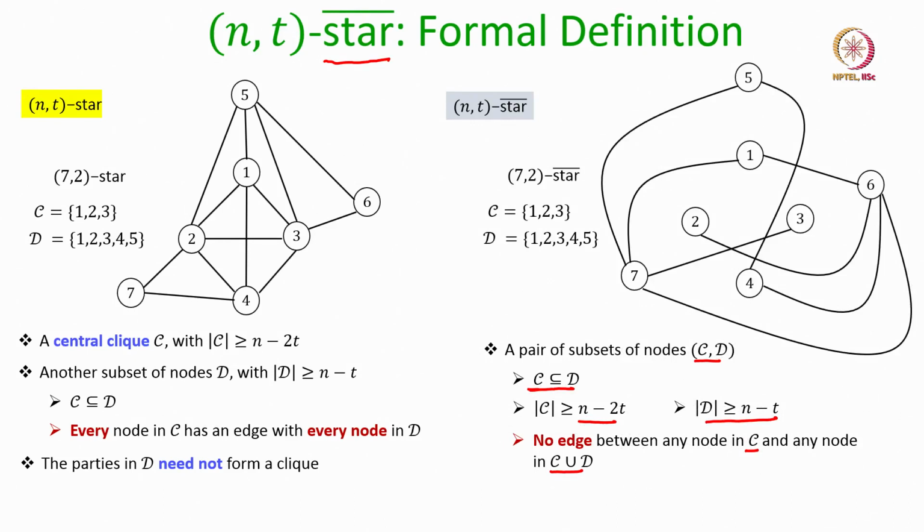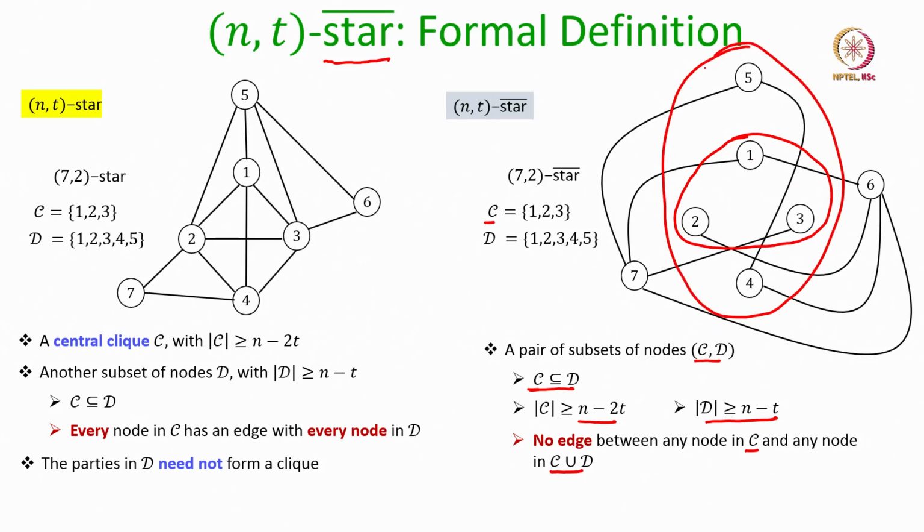Okay. So, an example of a complement of 7 2 star is this graph. So, I can take the set C to be 1 2 3. If I take the subset 1 2 3, then there is no edge between 1 and 2, 2 and 3, and 1 and 3, and I can take 1 2 3 4 5 as the subset D. So, there is no edge between any node in C and any node in C union D. Of course, there might be edges between a pair of nodes in D who do not constitute a part of C. So, for instance 4 and 5 constitute a part of D, but not a part of C, and there is an edge between them.